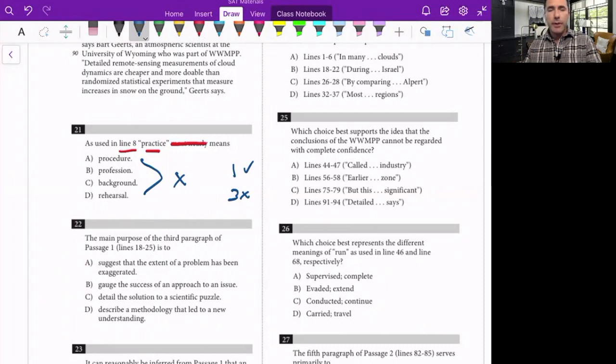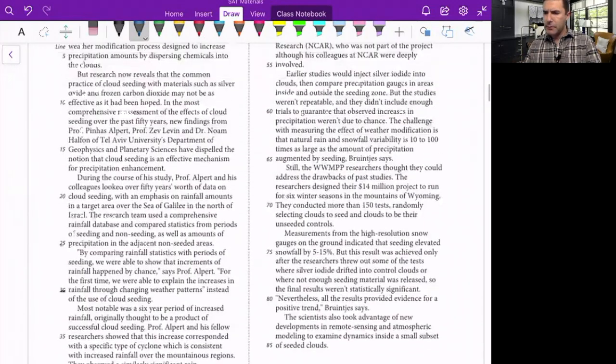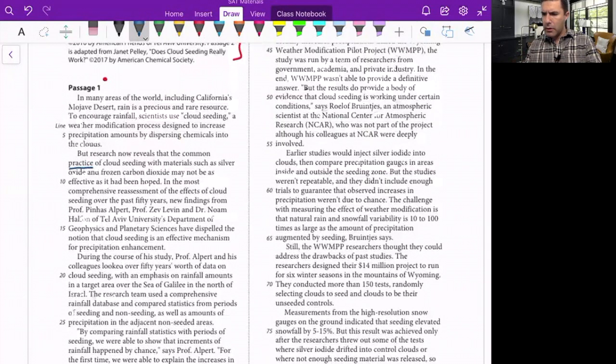But take a look what we do next, right? We go up to the word practice, which is right here, bracket out the sentence, and we read it. We're going to use the word blank instead of the word practice to get a feel for what the actual word could be. Remember, there are 4 words that are given for every one word. They're all synonyms of the word, but how is the word being used in context? But research now reveals that the common blank of cloud seeding with materials such as silver oxide and frozen carbon dioxide may not be as effective as it had been hoped.